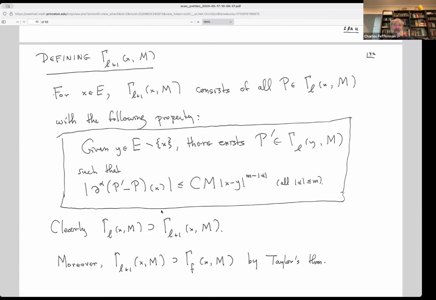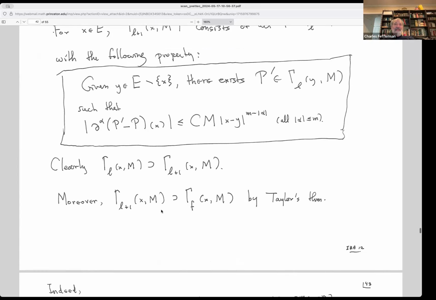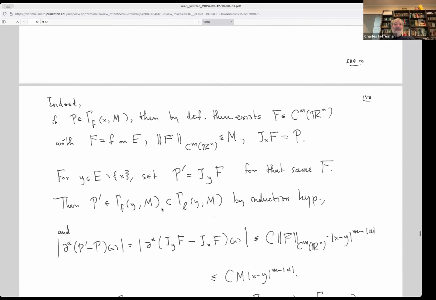Now, clearly, gamma L contains gamma L plus 1. Why? Gamma L plus 1, by definition, consists of all p in gamma L such that something or other happens. So, of course, gamma L contains gamma L plus 1. It takes just a little bit more thought to understand why gamma L plus 1 continues to contain gamma f by Taylor's theorem. And so we'll see on the next slide the details written out.